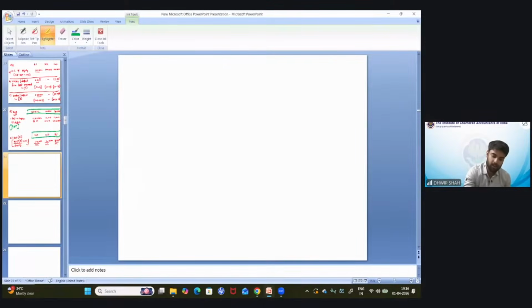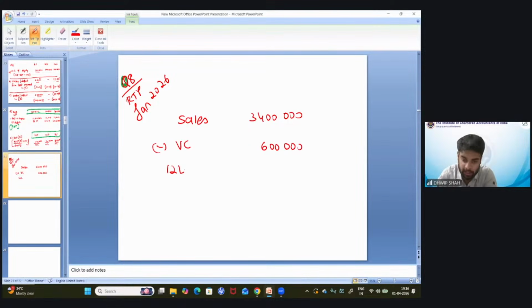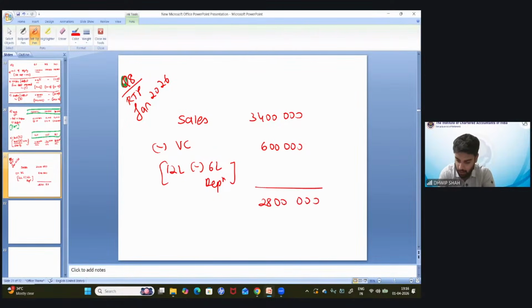So my revised income statement for question 8 would be: sales is 34 lakhs, less variable cost. Variable cost, can I say it will be 6 lakh only now? 12 lakh is the total operating expense. उसमें से 6 lakh minus depreciation. Why? Because depreciation is a fixed cost. So 28 lakh would be my contribution.